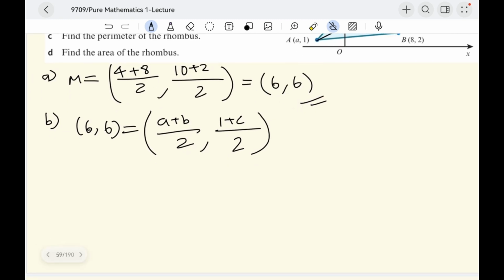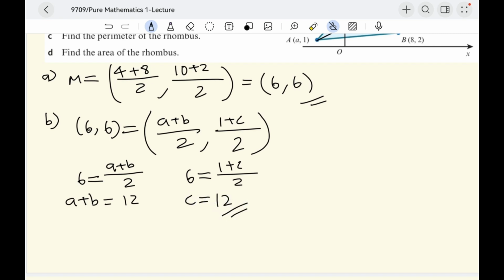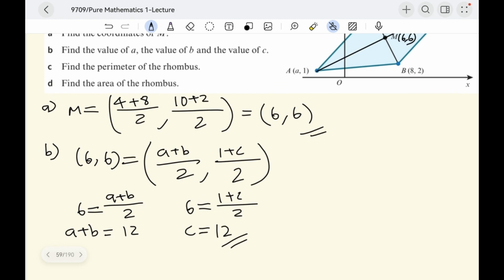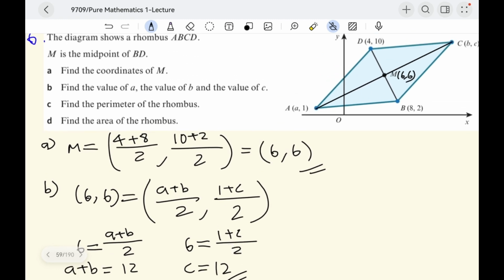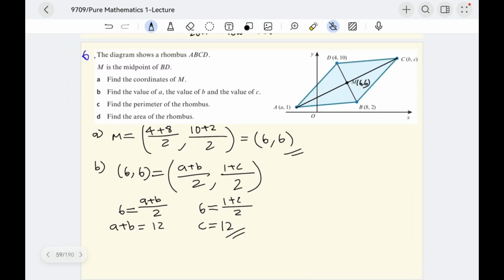Okay, so let's compare. Okay, so I have A plus B equals to 12. So I have two unknowns over here. That means I'm not able to obtain the value of A and B instantly. But for the other side, I can obtain the C instantly. So C is 12. Okay. And here is your first equation.